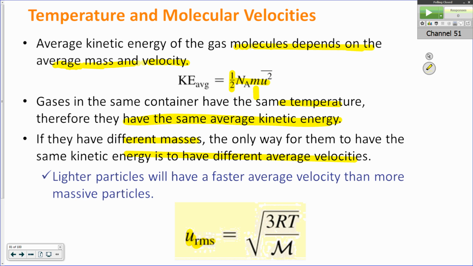The root mean square velocity is equal to the square root of 3RT divided by the molar mass. So velocity is proportional to the inverse of the square root of molar mass. So I can actually put some level of prediction mathematically to know how much it would slow down or speed up if I change the mass, based on that equation.